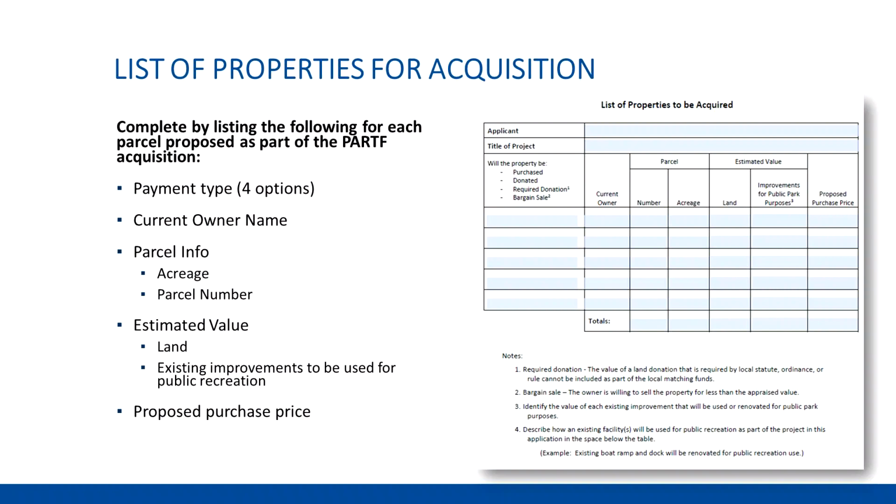And also make sure if the value of the property, or excuse me, the capital improvements that are on the property that will not be used as public park, that value, if it's included in the appraisal, must be removed from the value. So again, then you will have the proposed purchase price and total these up. And again, your RS consultant may help you with that, and just take a look at the examples they have in the application.